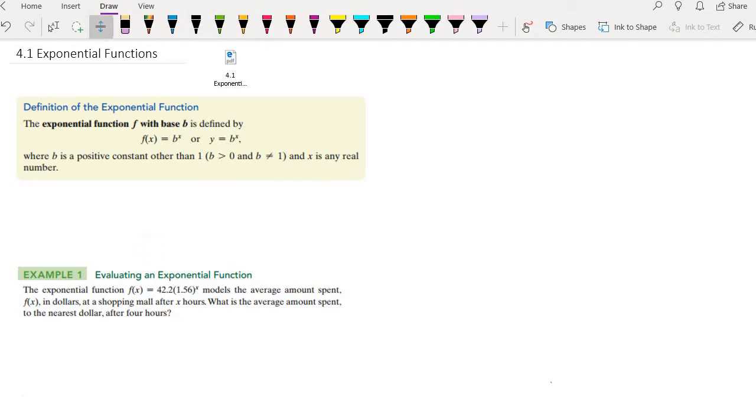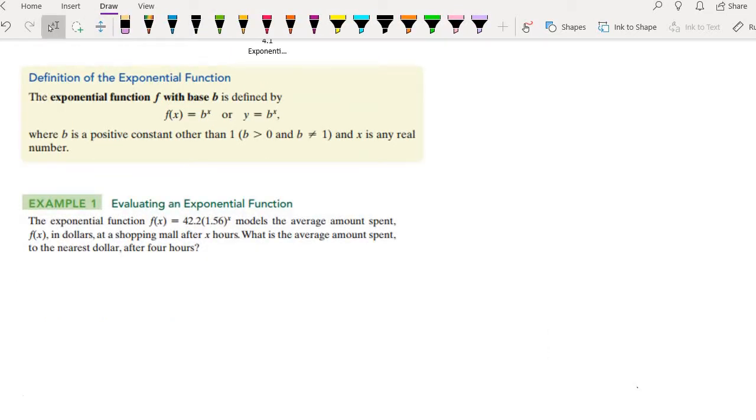So example 1 we have here, evaluating an exponential function. Anytime you see the word evaluating, most likely all you have to do is plug in your numbers. We have the exponential function f of x equal to 42.2 times 1.56 to the x power, which models the average amount spent, f of x in dollars, at a shopping mall after x hours. What is the average amount spent to the nearest dollar after 4 hours?